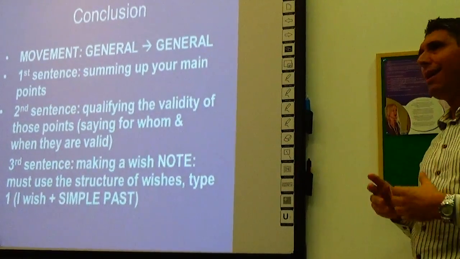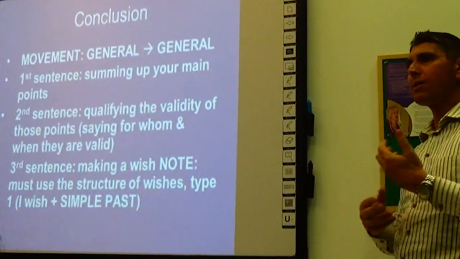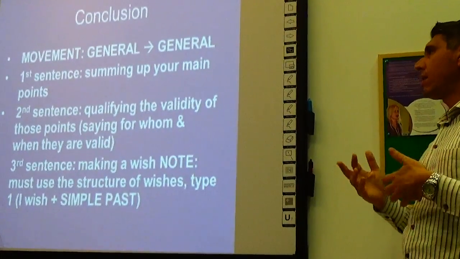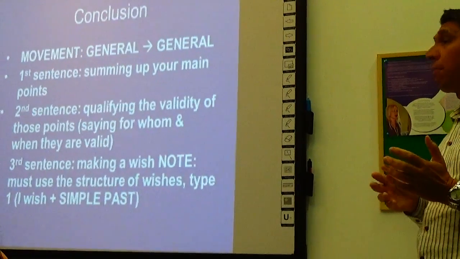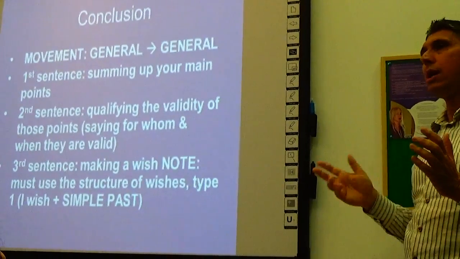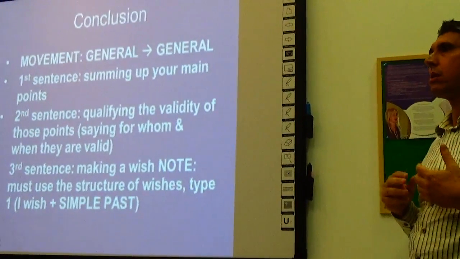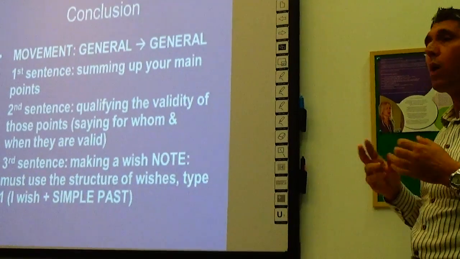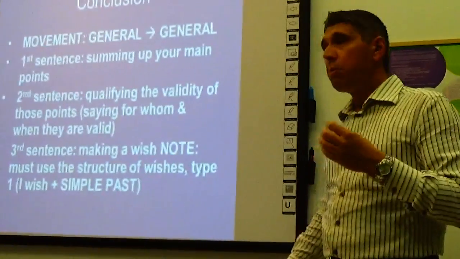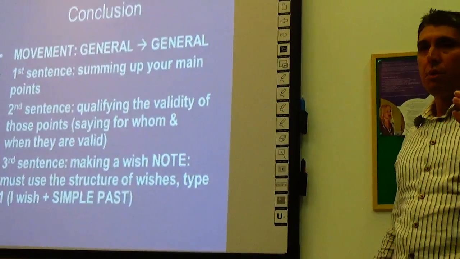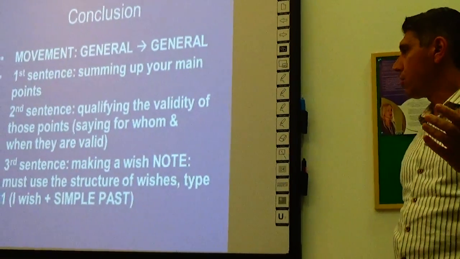What I mean by that, here's where you can be a little bit more balanced and flexible and say, yes, that maybe what I just said before, what I argued before, doesn't apply to everybody in all cases. There are some cases when it's not valid, or to say for whom and when they're valid. And the third sentence could be a wish. Okay, you finish the essay by making a wish.